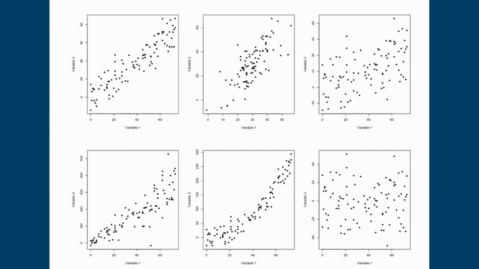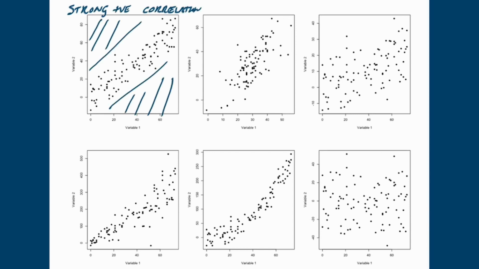Okay, here are some more data. Most of these have positive correlation rather than negative correlation. So if you look at our top left example, this is a strong positive correlation, much like the strong negative correlation we saw before. High values of variable 1 are now associated with high values of variable 2 and vice versa. And once again, in the areas where you would expect low values of variable 2 associated with high values of variable 1 or vice versa, there's no data there at all. So that's a strong positive correlation.